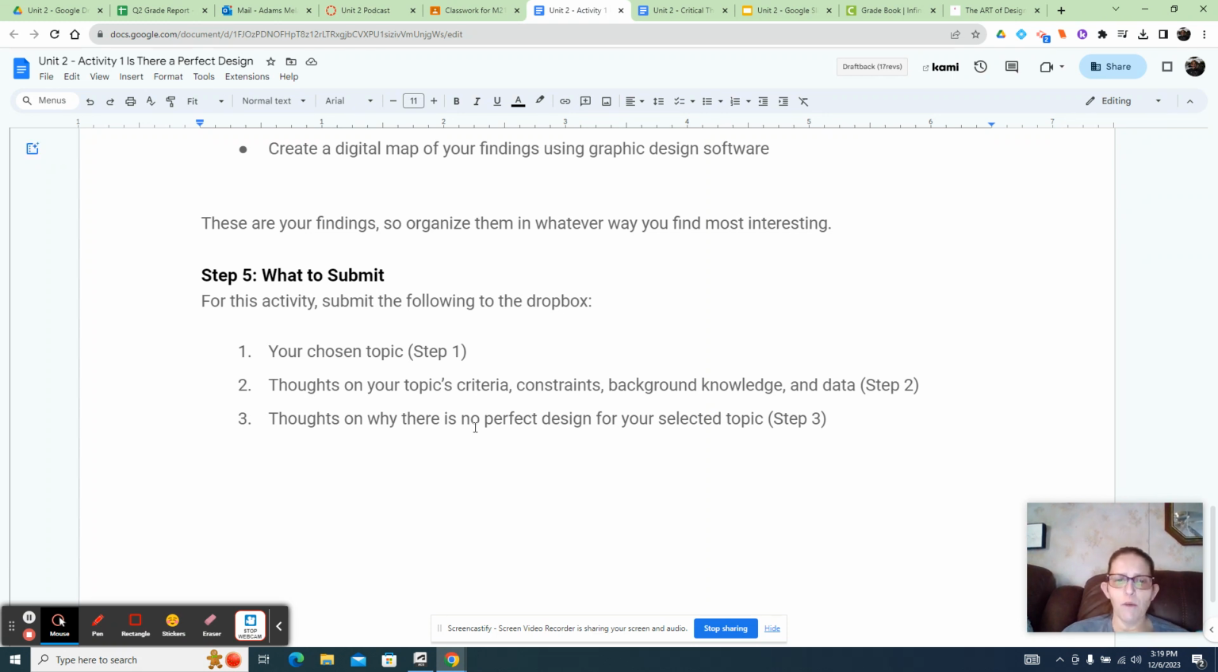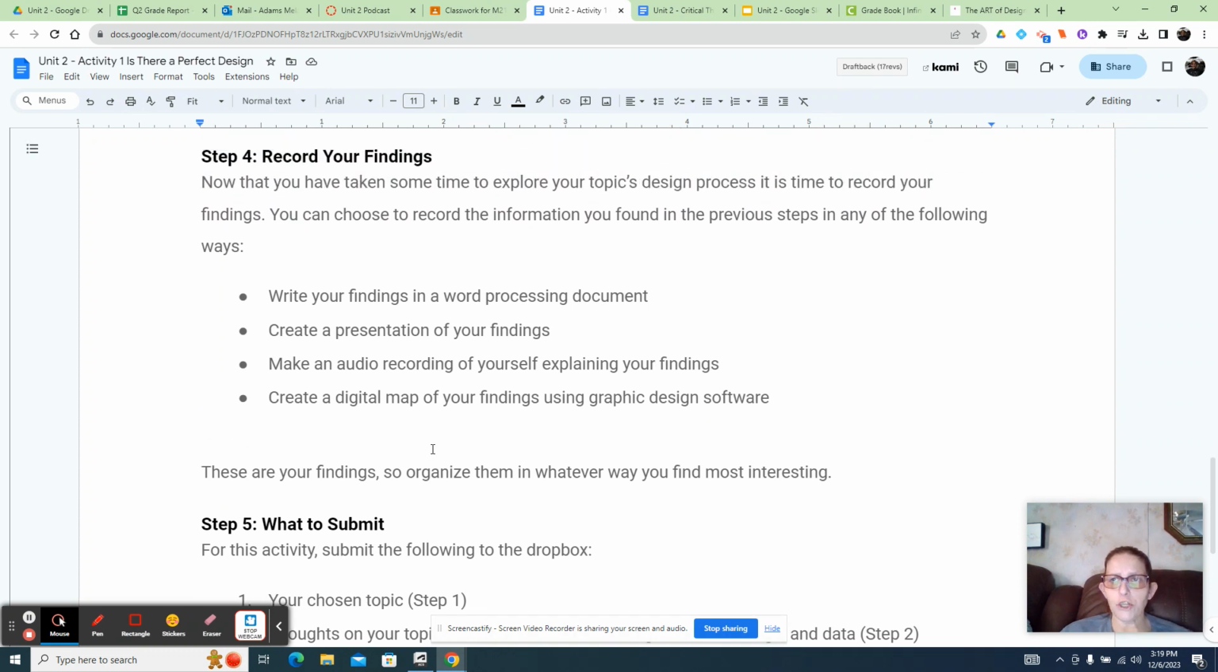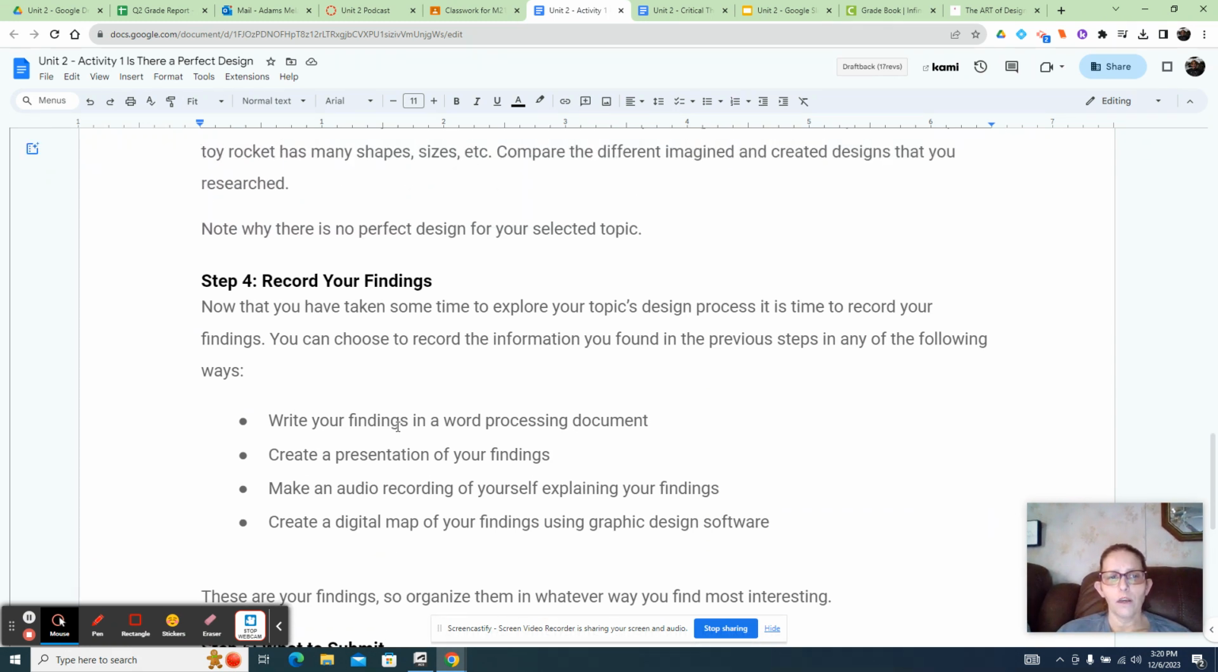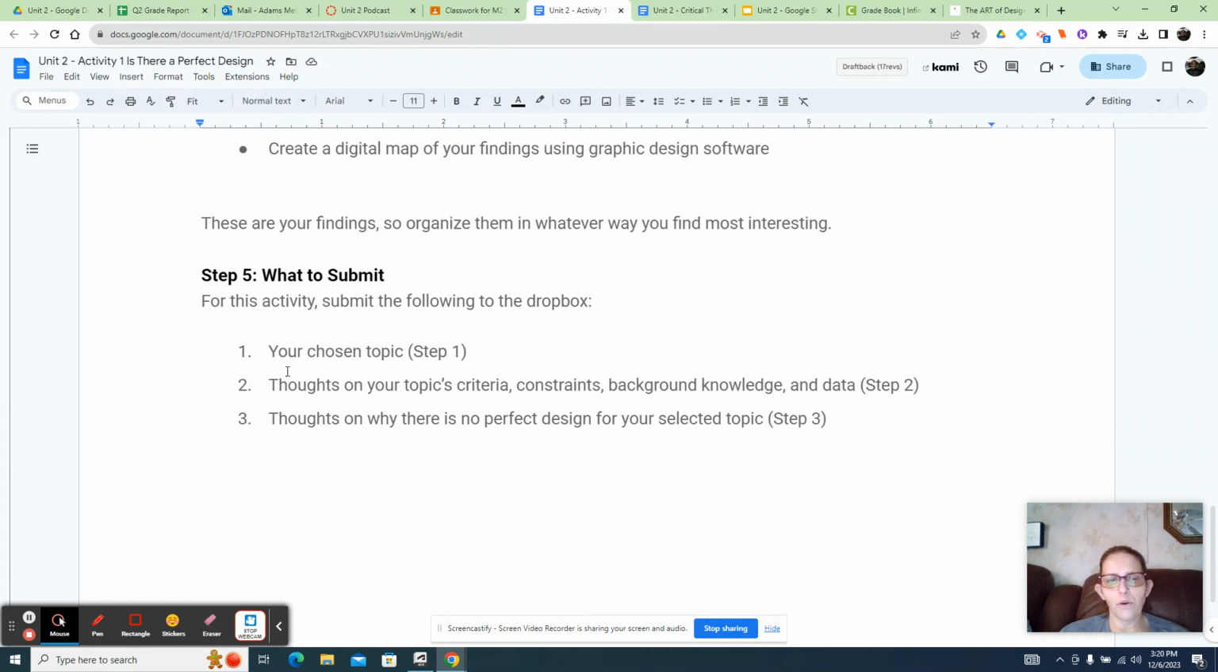So what did you come up with? Is there or isn't there? And then you can show me your pictures of your different design ideas and the pictures of what you found, the ideas and constraints from your different design ideas. Okay, so you're going to show me what you found, and then really the most important is, what are your thoughts on this? Okay, what are your thoughts? Is there a perfect design, and how did you learn if there was or wasn't? All right, so that's this one.